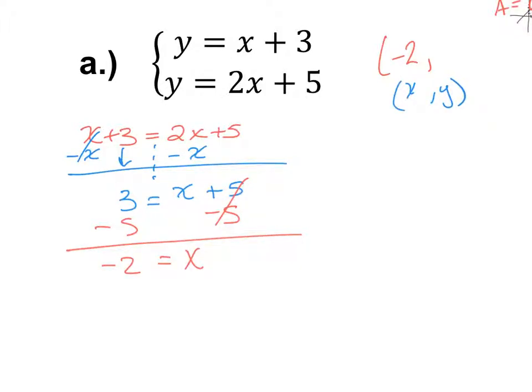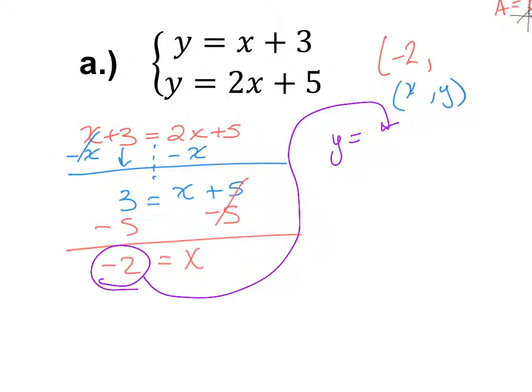Now that you know that x is negative 2, and that this x value is the same in both equations, you choose one of the two equations to plug that into so that you can get the y value. Let's plug it into this one. If y is equal to x plus 3, and x is equal to negative 2, then y is equal to negative 2 plus 3, which is equal to 1. So your y value is equal to 1. That means your point is negative 2 comma 1.